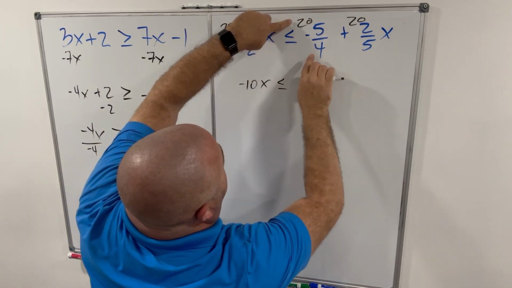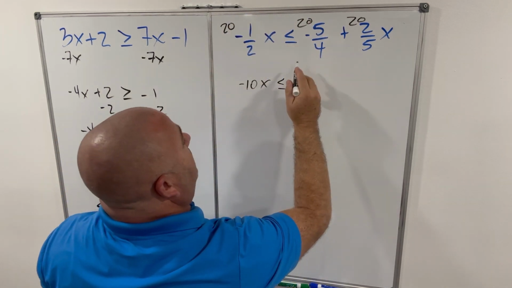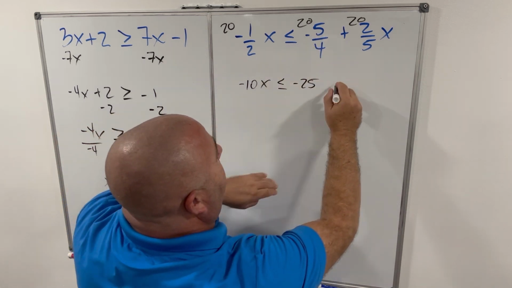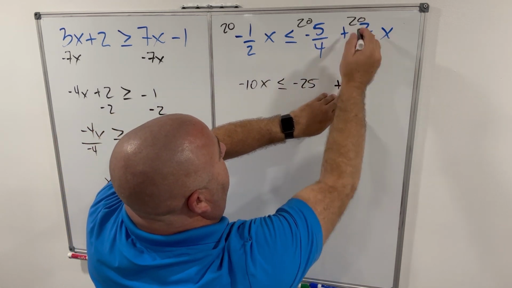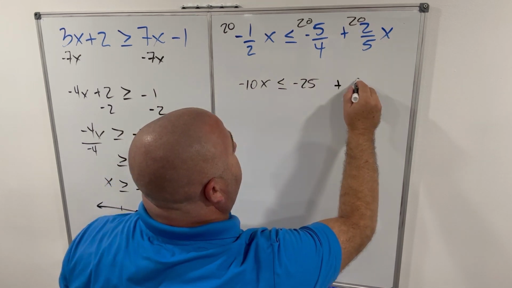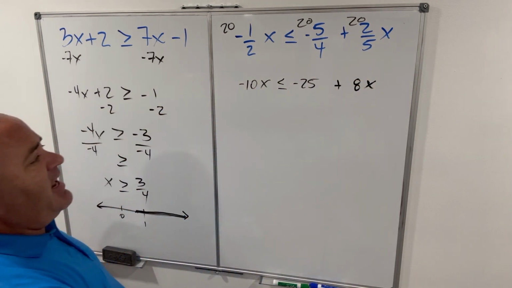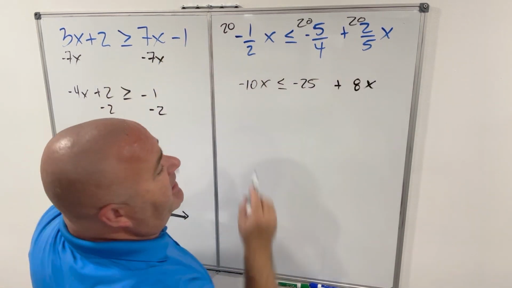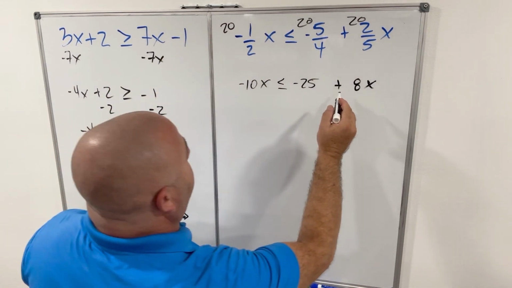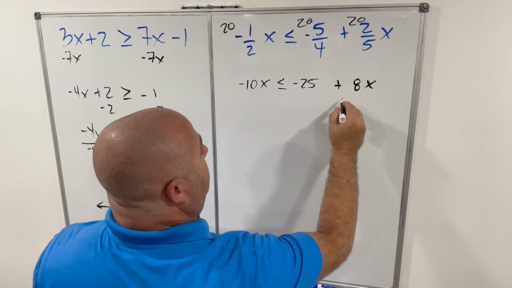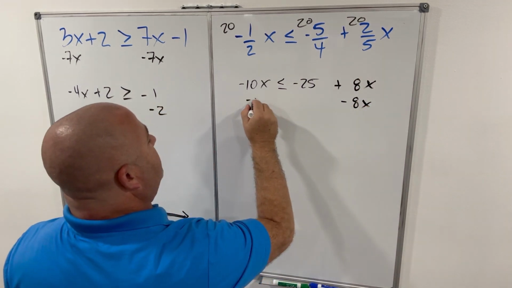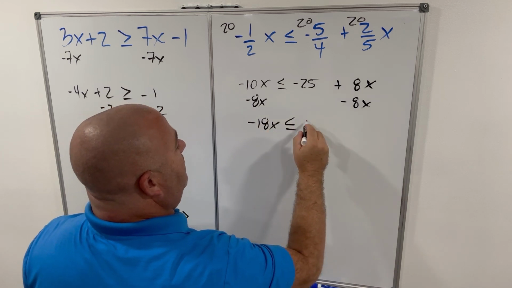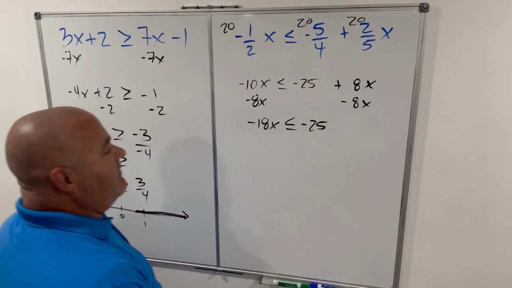So 20 into 4, that gives us 5. So we're going to have a negative 25 here, 5 times 5, plus 5 into 20 here gives us a 4. 2 times 4 is 8. So we have 8x. Now you'll see that's a lot easier to solve than this is, just by getting rid of that fraction right from the beginning. So now we can get all of our x's onto one side. So let's subtract our 8x. And that gives us a negative 18x is less than or equal to a negative 25.